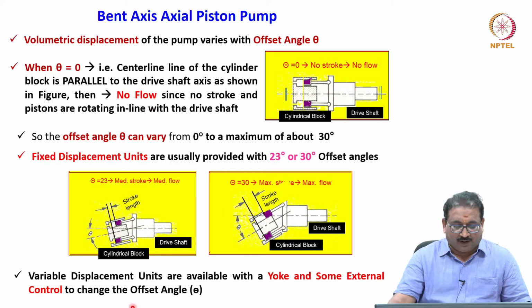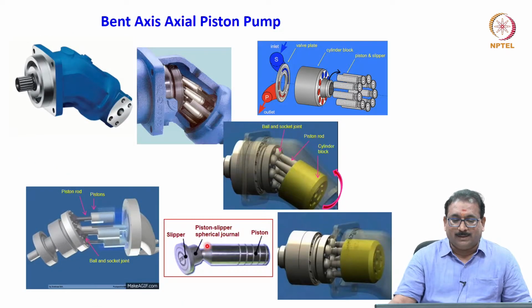angle. Then what are they doing? They are using some mechanisms like a yoke and some external control to change the offset angle. Quickly you will see some of the figures for understanding with the casing.